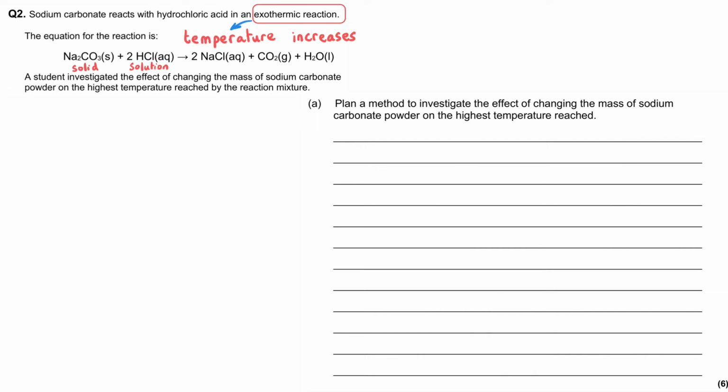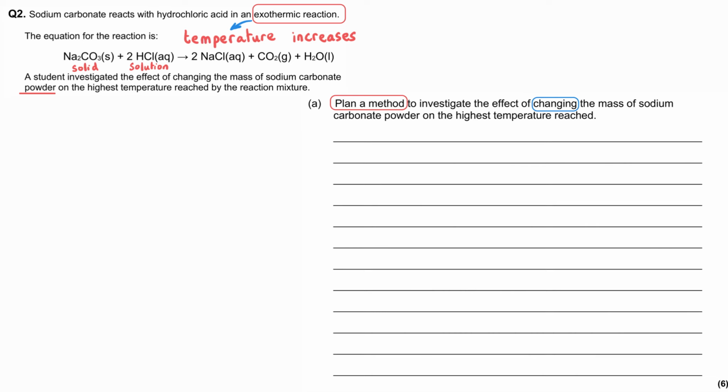A student investigated the effect of changing the mass of sodium carbonate powder, so again we're being told it's a solid, on the highest temperature reached by the reaction mixture. Plan a method to investigate the effect of changing the mass of sodium carbonate powder on the highest temperature reached. Questions like this will always have a banded mark scheme, and so we want to aim for a level 3 answer, which means that we'll be aiming for 5 or 6 marks out of 6.